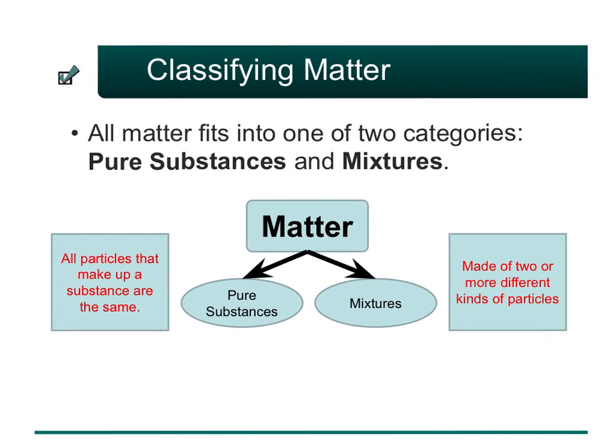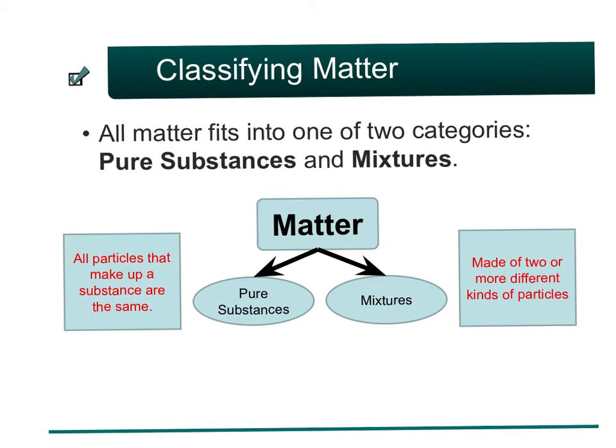So let's look at the classification system. All matter fits into one of two categories: pure substances and mixtures. So those are the two that we're going to look at right now. When we're referring to a pure substance, we're saying that all particles of the pure substance are exactly the same. There's nothing different. For a mixture, it is made up of two or more different kinds of particles. And the best way to understand this is to go over some examples that we're going to look at next.